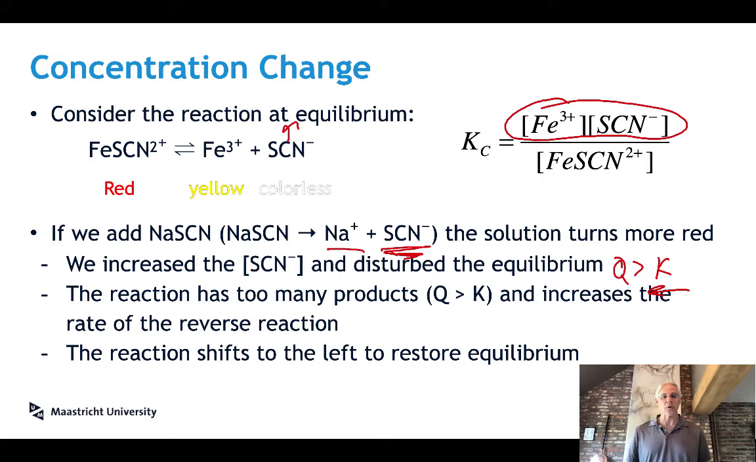Okay, so when it shifts to the left to restore equilibrium, what it does is it creates more of the iron thiocyanate ion, which has that deep red color, and as a result, we get a deeper red color in that solution.